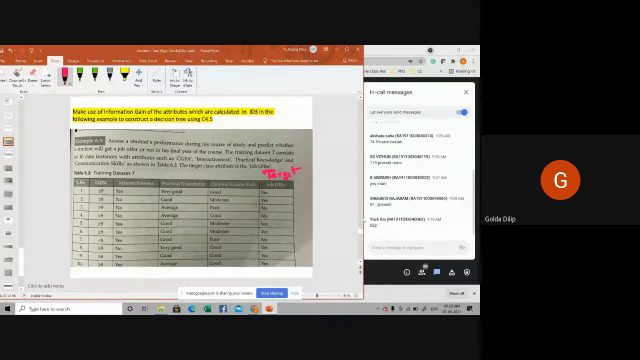Right. So fine. So who has computed the entropy? Who has computed the entropy value? No one has computed, huh?